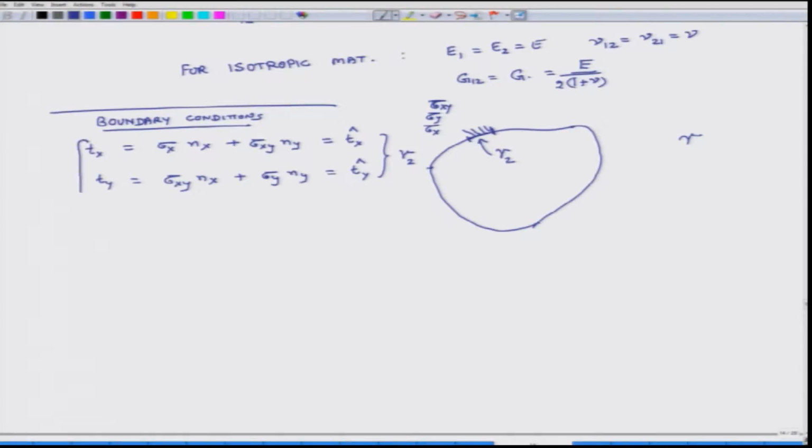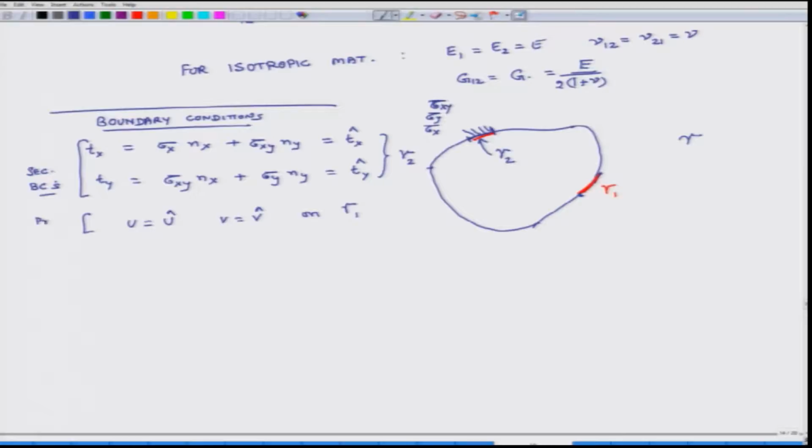These are secondary boundary conditions. What kind of forces I am applying on an external boundary, I have to know those, otherwise I cannot solve the problem. The other thing is there could be some other portion of the boundary, let us say this one. Here tractions are known, there displacements could be known. Let us call this boundary gamma 1, and on this boundary u is equal to u hat and v is equal to v hat.